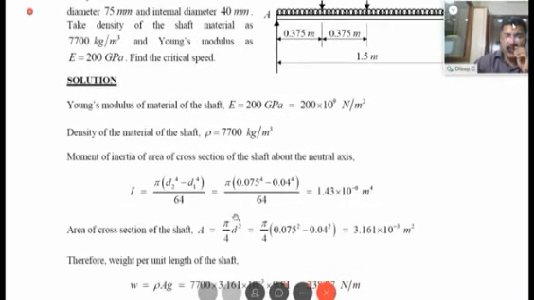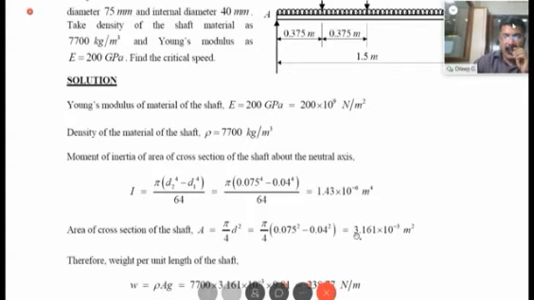So we need the area. Area is pi by 4 into d2 square minus d1 square. I made a mistake over here, not in the calculation, but in writing this formula. It must be pi by 4 into d2 square minus d1 square. You had better correct it yourself. So it becomes pi by 4 into d2 square, 0.075 the whole square, minus 0.04 the whole square.